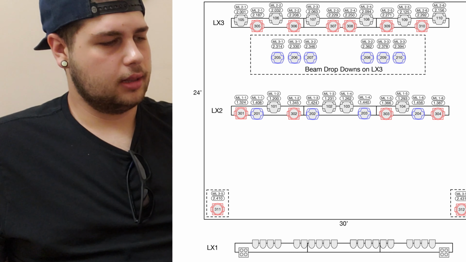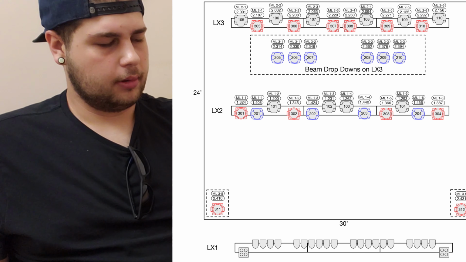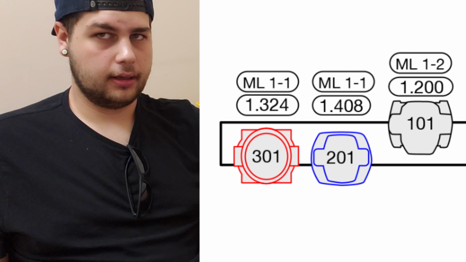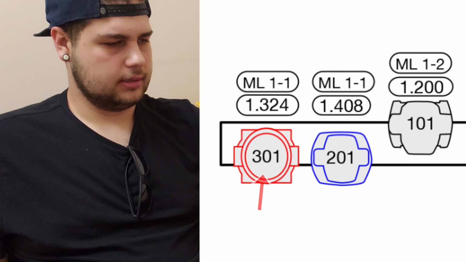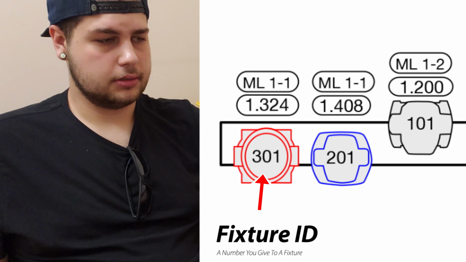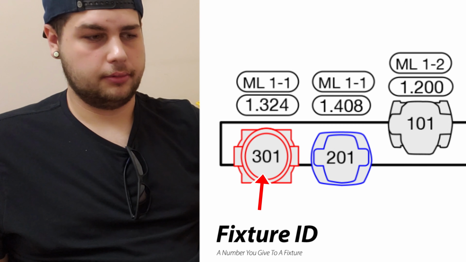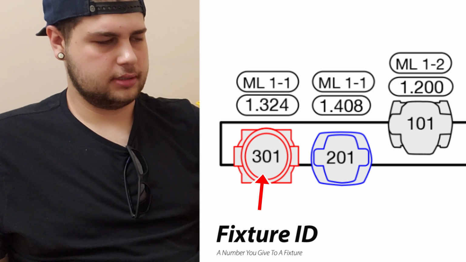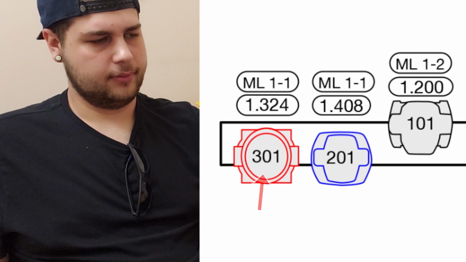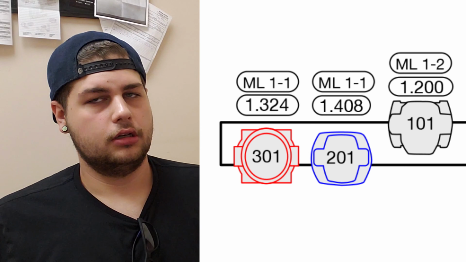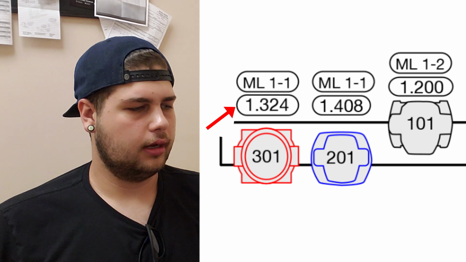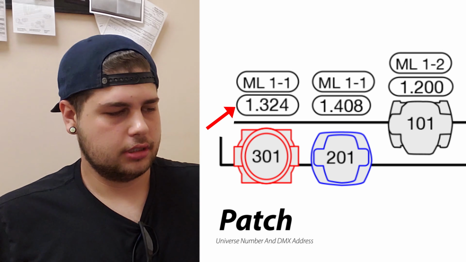So let's zoom in on the plot a bit here. You can see right here in red, it's an R3. Its fixture number is 301, and the next R3 is 302, and this just helps going from stage right to stage left. Just above the fixture ID, we then have the patch.